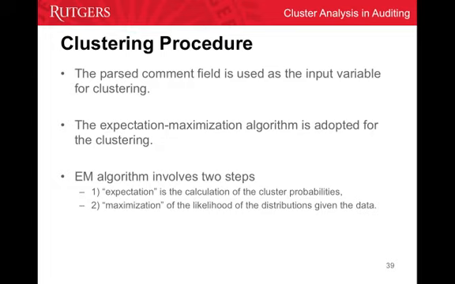The expectation maximization algorithm involves 2 steps. First, it expects the cluster probabilities. And second, it maximizes the likelihood of the distributions given the data. So for this method, only the cluster probabilities, not the clusters themselves, are known for each observation.